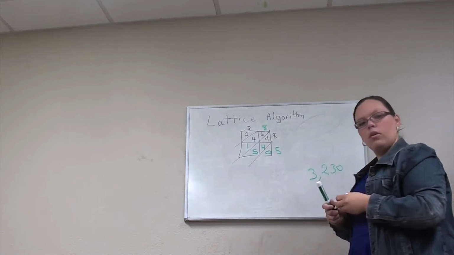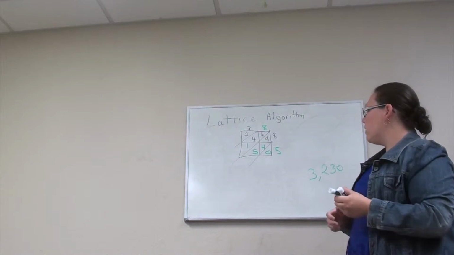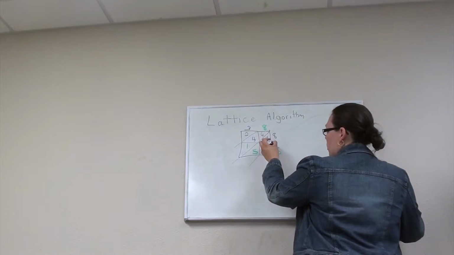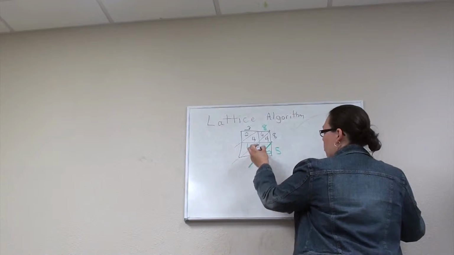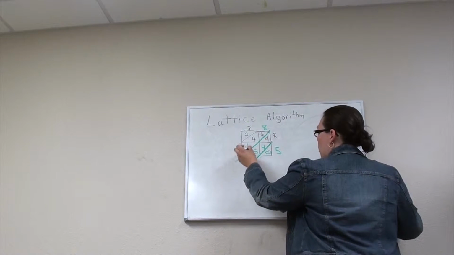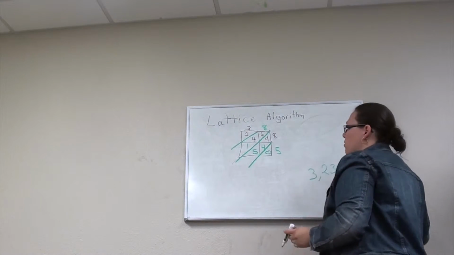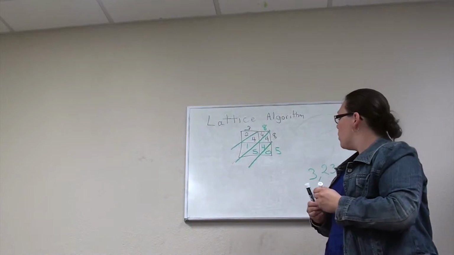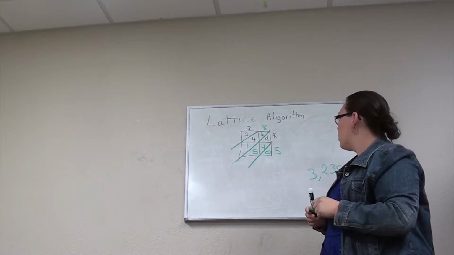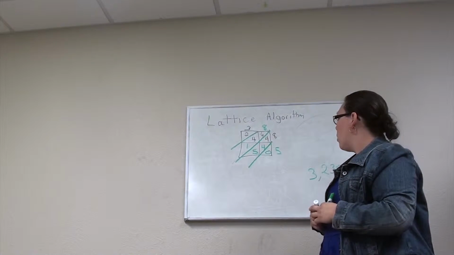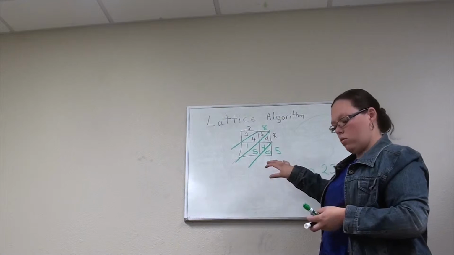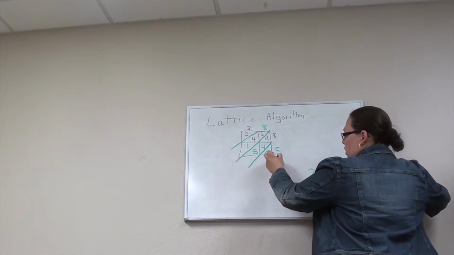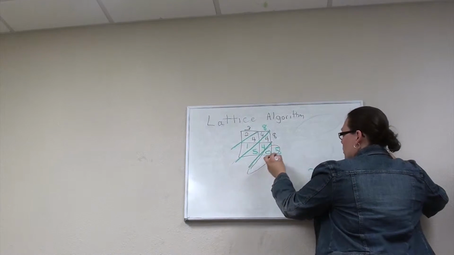So now what you do in the lattice algorithm is you start adding, but the way we're going to add is a little bit different. These diagonal lines, I'll redraw them in green so they stand out more, are going to be the key for where you want to add from. When you're multiplying with the lattice algorithm, any number from this line to this corner is the ones place.